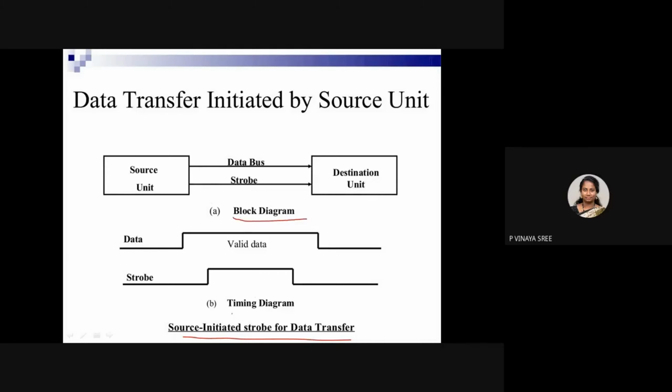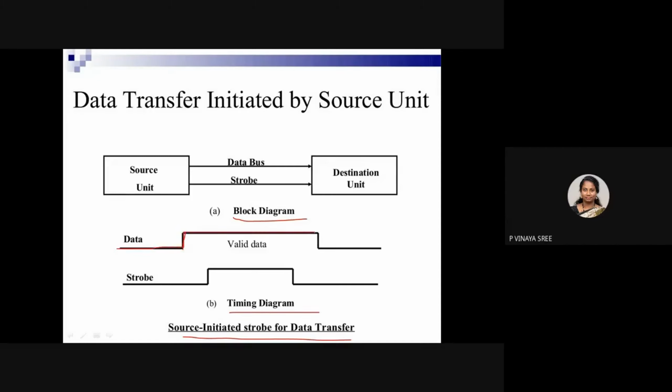You also have to show a timing diagram. In the timing diagram, is the strobe signal generated first, or is the data placed in the data bus? Can you tell me the sequence? First, the source places the data in the data bus, right? So that's the reason this is activated first. So data is activated.